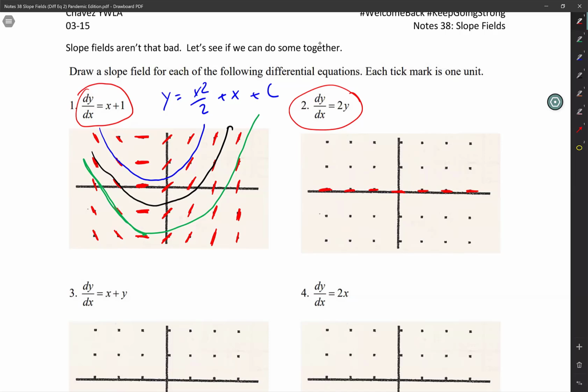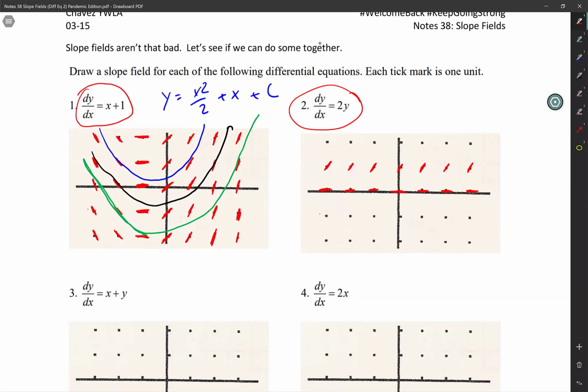The next one up, that's a y value of 1. 2 times 1 is 2. So just make a slope of 2. Doesn't have to be perfect, guys. Slope of 2, slope of 2, slope of 2.